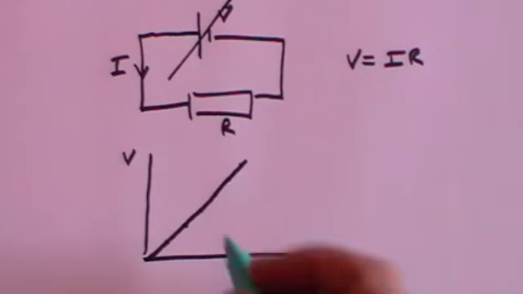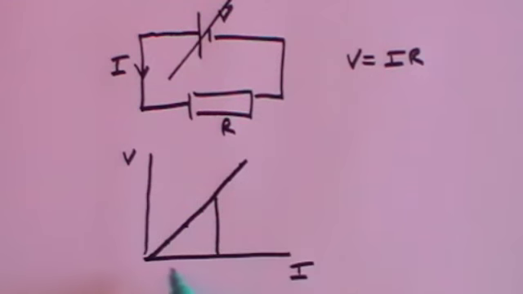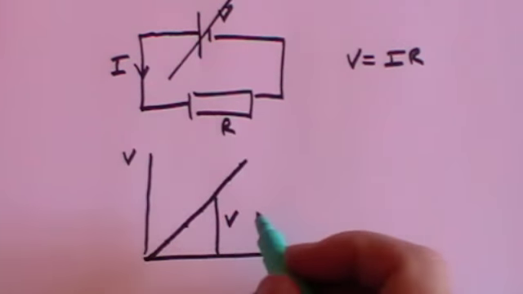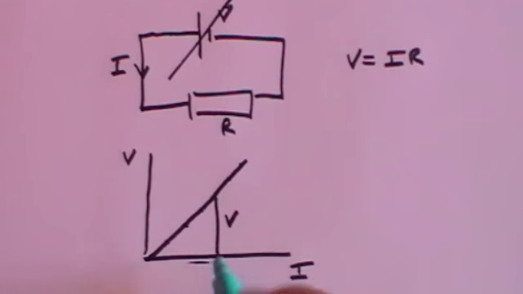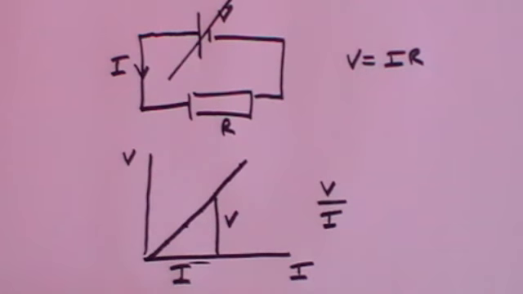What is the slope of that line? Well, the slope of that line is simply the height of the triangle divided by the base. The height of the triangle is a measure of the volts. The base is a measure of current. So the gradient is V over I.